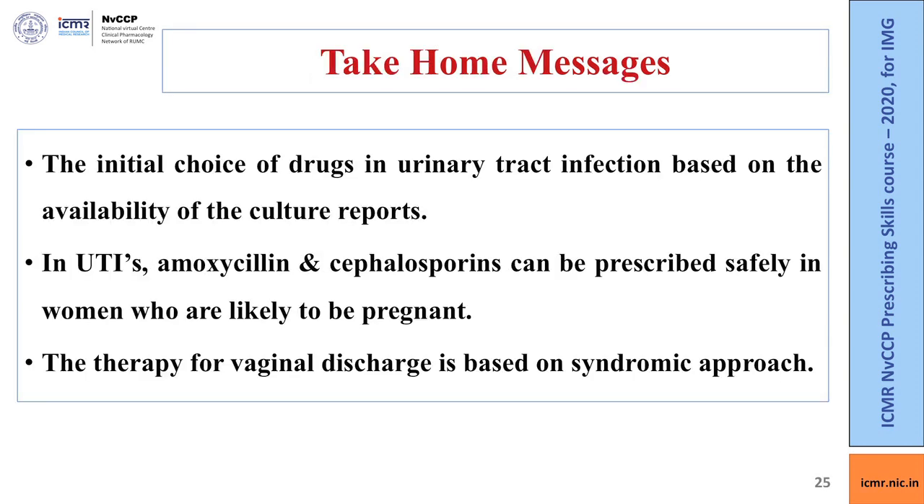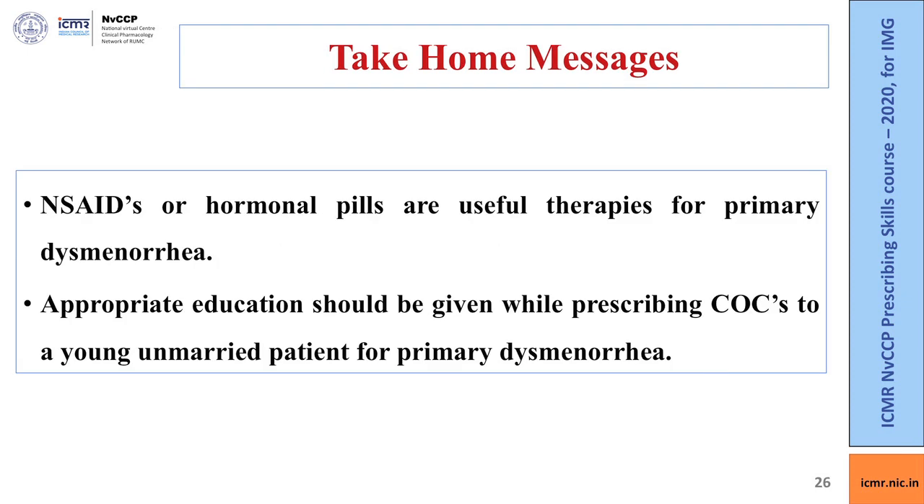The initial choice of drugs in urinary tract infection is based on the availability of the culture reports. In urinary tract infections, amoxicillin and cephalosporins can be prescribed safely in women who are likely to be pregnant. The therapy for vaginal discharge is based on syndromic approach. Non-steroidal anti-inflammatory drugs or hormonal pills are useful therapies for primary dysmenorrhea. Appropriate education should be given while prescribing combined oral contraceptives to a young unmarried patient for primary dysmenorrhea.